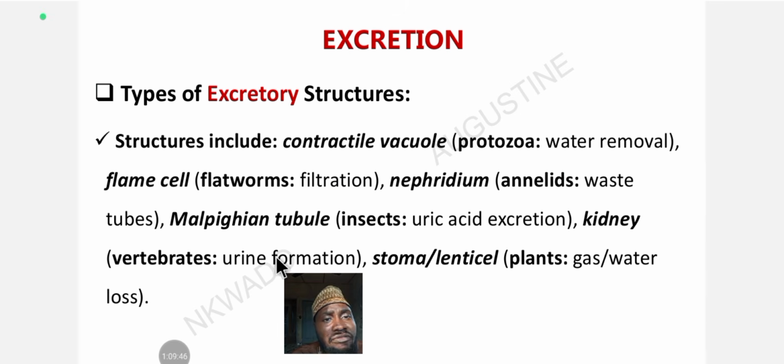You have the kidney in vertebrates, which helps in the formation of urine, excreting nitrogenous waste away from the body. You have stomata and lenticels in plants, which help in gaseous exchange, the excretion of gases such as carbon dioxide or oxygen, depending on the activity of the plant, and also water loss through transpiration. So get familiar with all these excretory structures because JAMB loves repeating questions from before.